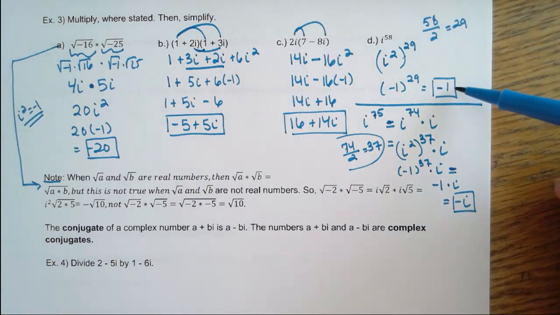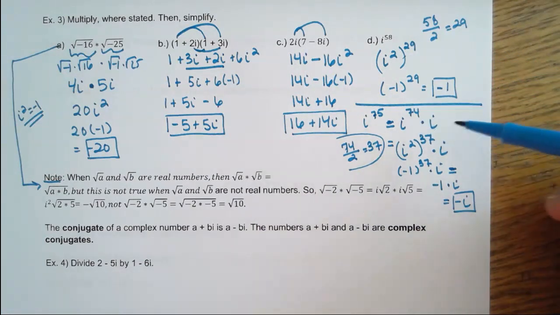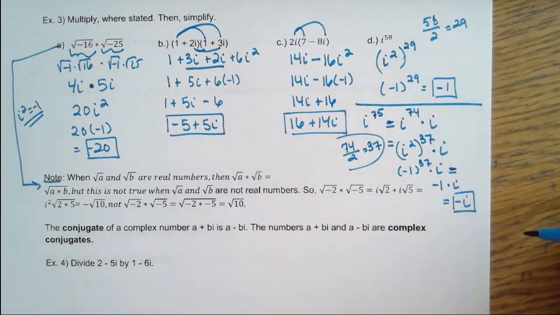You can either get -1 or +1, depending on what the power is, or you can get -i or +i, again, depending on the power. So these will all have very similar answers.